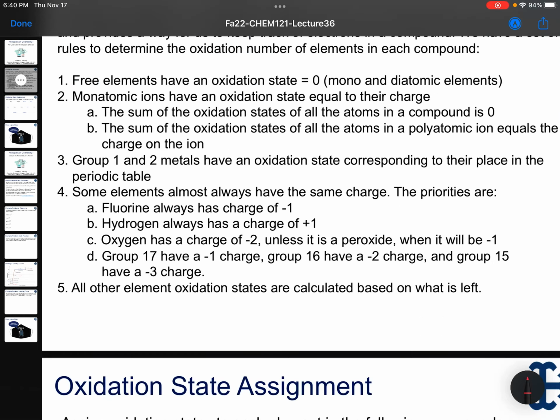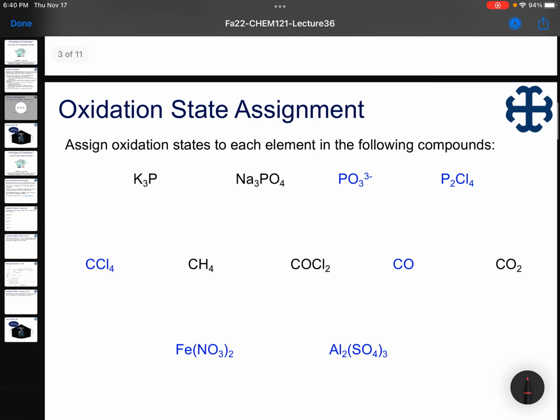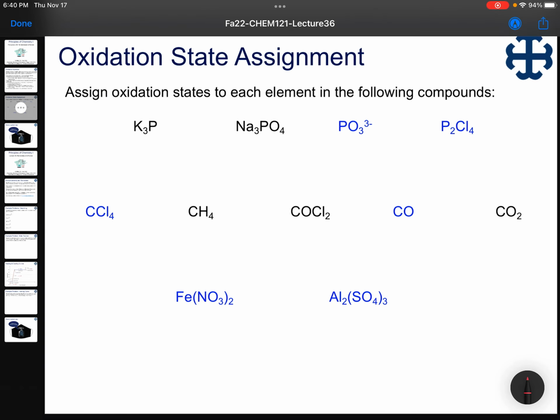Okay, so let's do some practice with that. I'm going to do the examples in blue in this video. Obviously, if you would like more practice, there are more molecules here, and even more molecules in your book, and that's how you would do it.